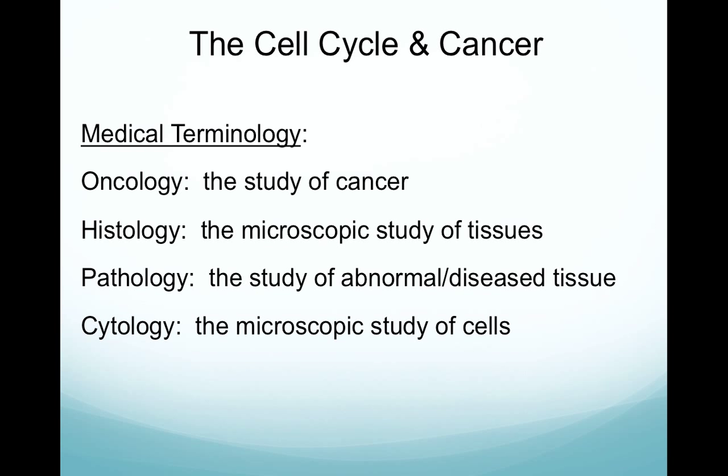Whenever they're being studied microscopically, a chunk of tissue is embedded in paraffin wax and then sliced very, very thinly, so that it's only about 1 cell thick. That thin slice of tissue is placed on a microscope slide, stained with special dyes, and then looked at through the microscope. Pathology is the study of abnormal or diseased tissue.